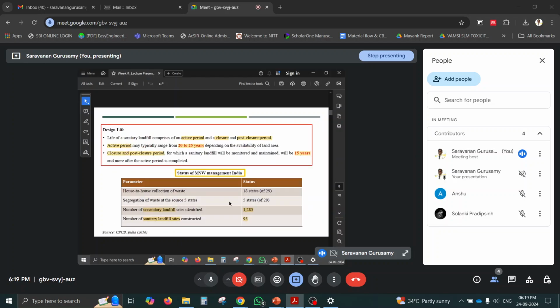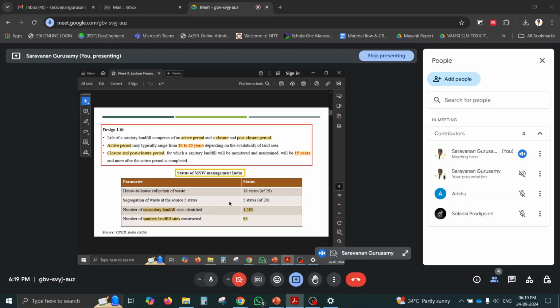Yeah. Then every design will have a lifespan. So landfill design life comprises three parts. One is the active period, then the closure period, then the post closure period. So the active period will be around 20 to 25 years.